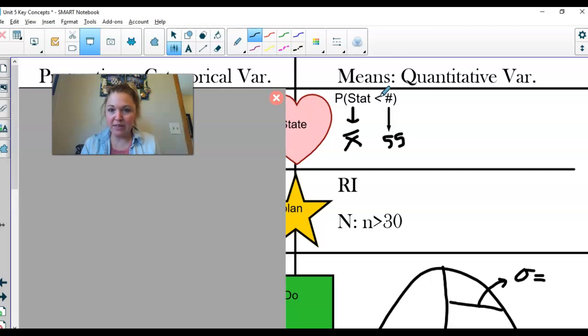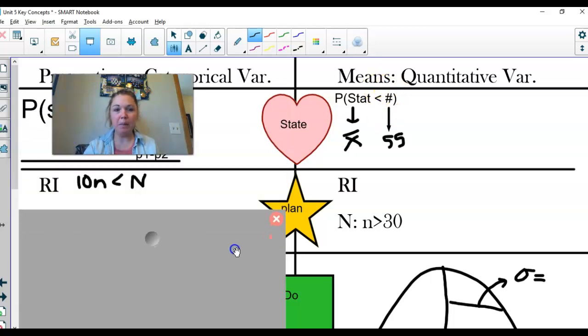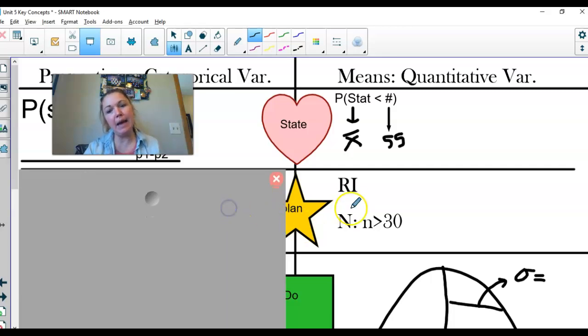Then we need to go to our conditions, our RIN. We have a random sample. Independence is still that same one that it is for proportions: 10n is less than capital N. But this time, our normal condition is n is greater than or equal to 30, and that's because of the central limit theorem. I'm going to talk more about the central limit theorem on the next slide.